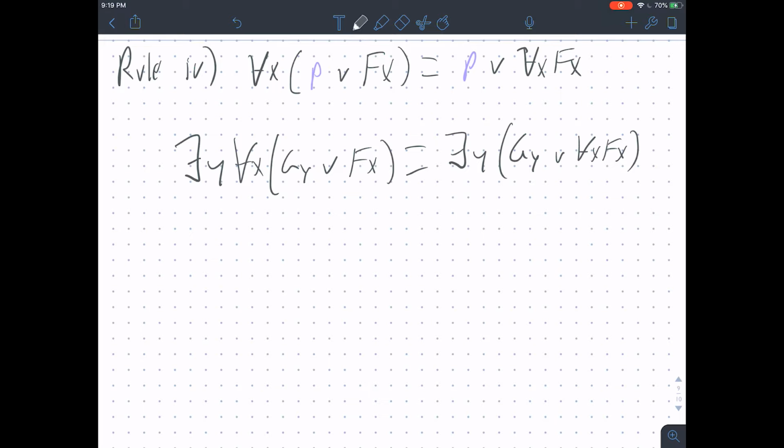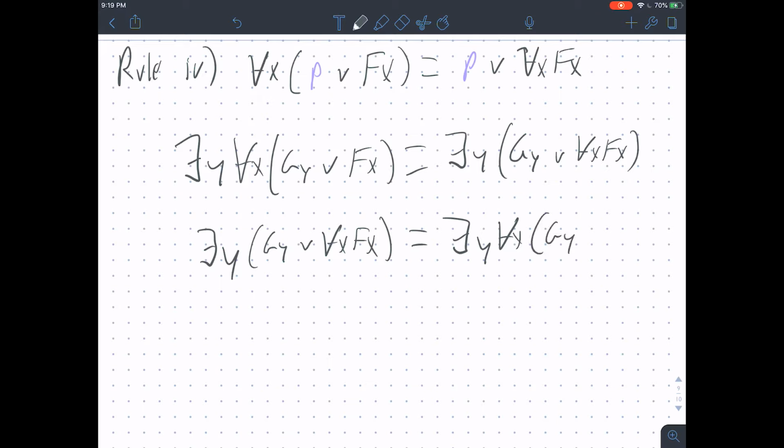Right. And it works in both directions. Again, just to hammer this home. So if we have this, it's equivalent to what we originally had. Right. Yeah. So that is rule 4. Okay.